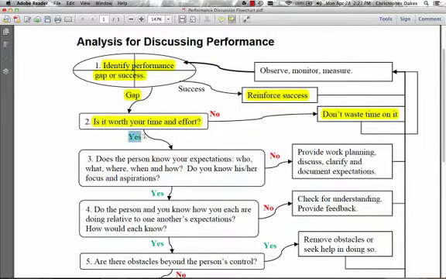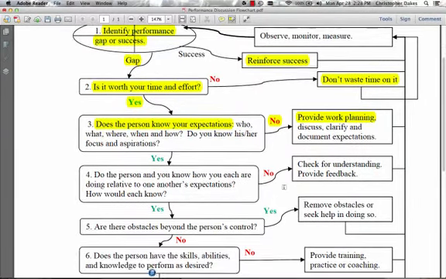If it is worth your time, then you've got to ask yourself the question, does the person know your expectations? Do they even know what they're expected to do? Who's supposed to do it, what they're supposed to do, where, when, and how? And do you know what their focus and aspirations are? Because they may be clear on their expectations, but it may be different from what their other priorities are at play here. So if they don't even know what their expectations are, then you get to the box here of no. Then you need to get into some discussions about providing some work planning or clarifying and documenting these expectations for that person.